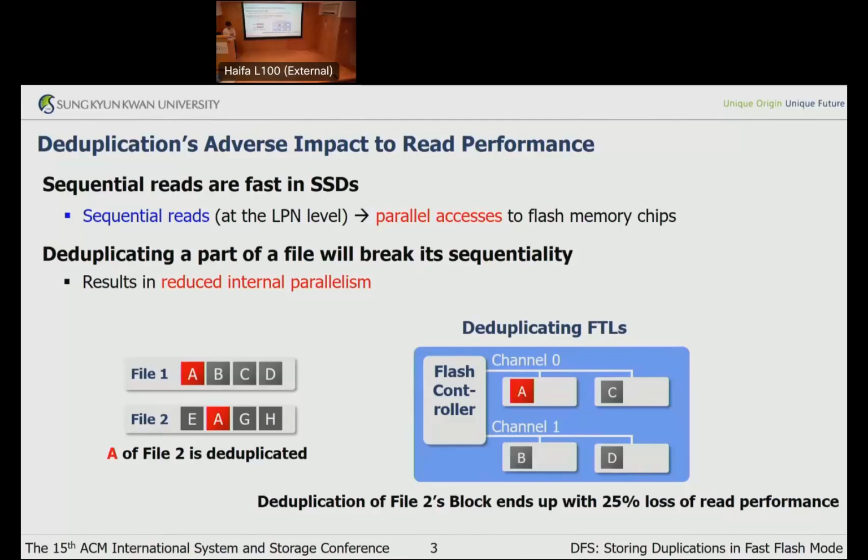Suppose that we store file 1, which has four data blocks. These four blocks are stored in each flash chip one by one. And this will allow us to read all the blocks in parallel perfectly. But here we store another file, file 2, which also has four data blocks. And the second block of this file is duplicated and stored in the first chip. When reading file 2, the FTL must read the second block A after reading the first block E, because they are in the same chip.